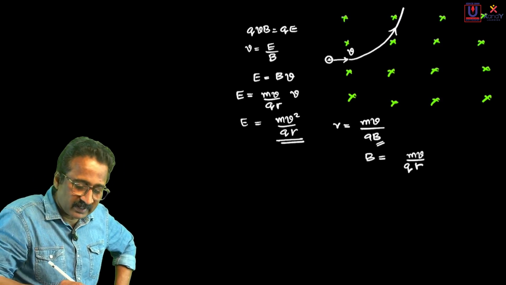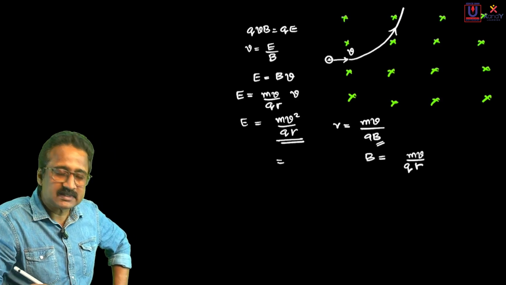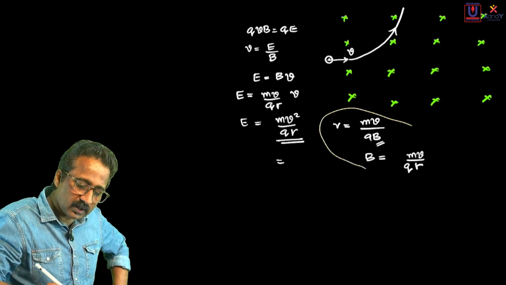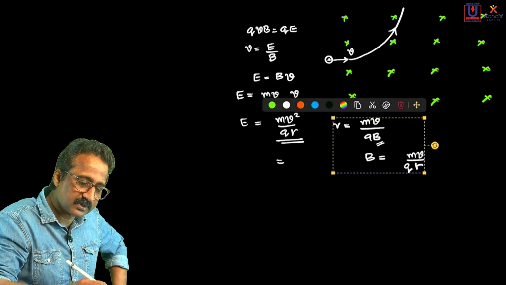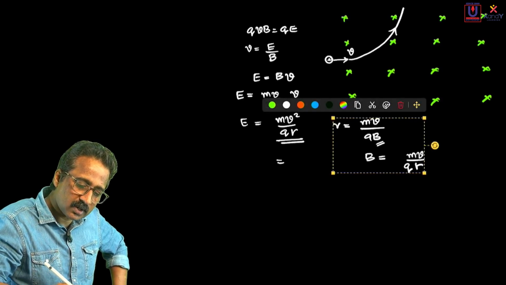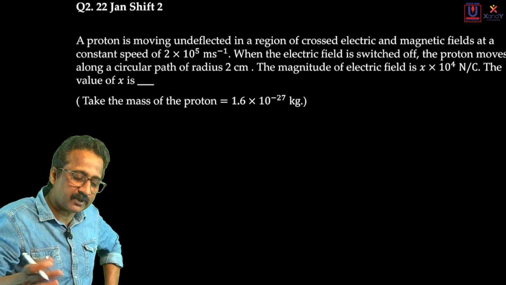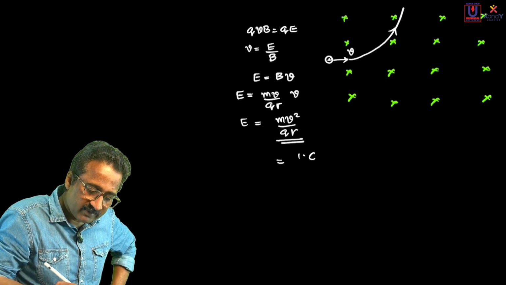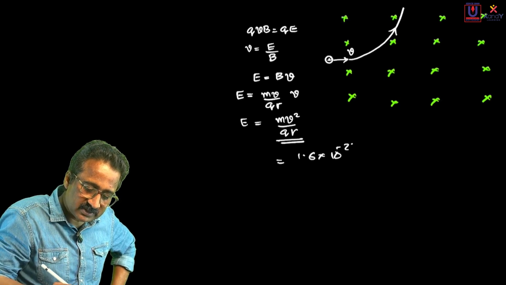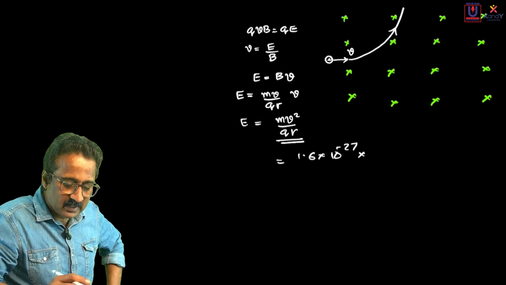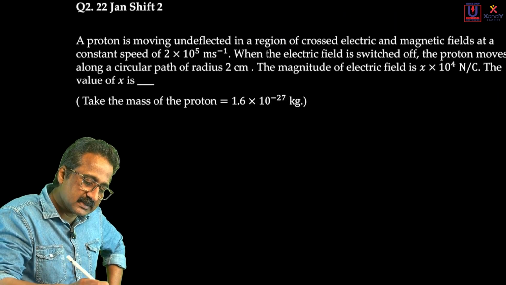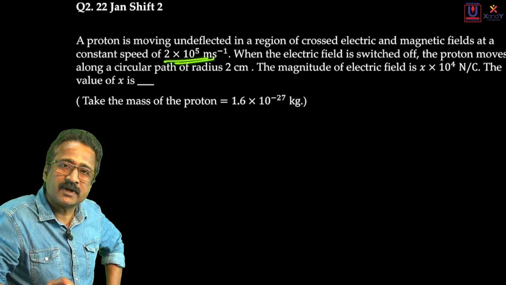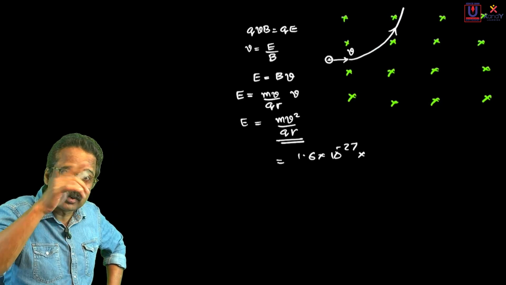It's only a matter of putting values. In this question, it is said that the particle is a proton. Particle proton means the mass of proton is given here. What is the mass of proton? 1.6 into 10 raised to minus 27. So I'm putting values, 1.6 into 10 raised to minus 27. That is the mass of proton. Velocity is given to be 2 into 10 raised to 5 meter per second. Squared, it becomes 4 into 10 raised to 10.